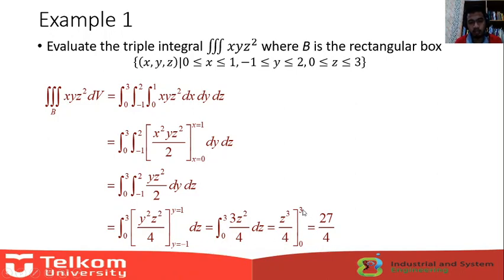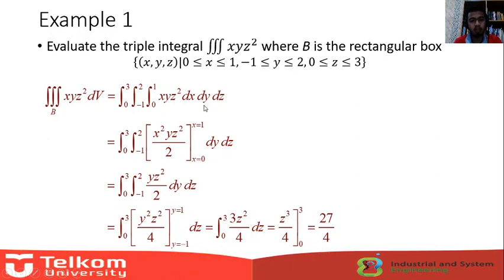If we input z equal 3, then 3 to the power 3 is 27 over 4, minus when we input 0, then 0 to the power 3 over 4, the result is 0. Then the result is 27 over 4. So this is the first example in the rectangular region. For the rectangular, you can also change the order.